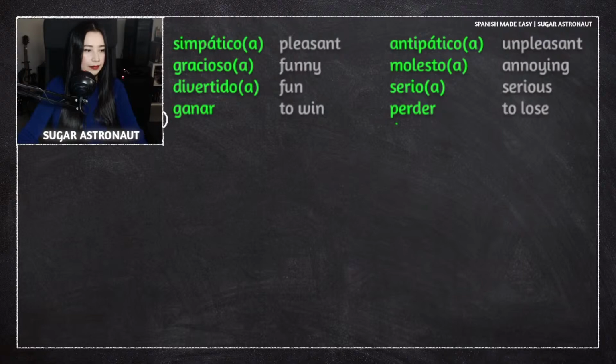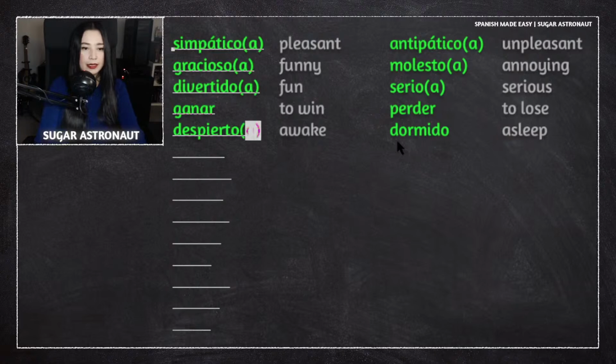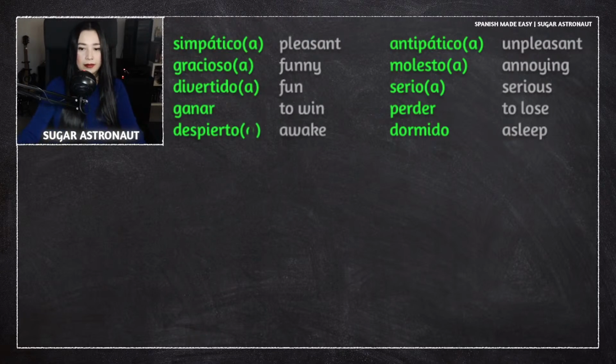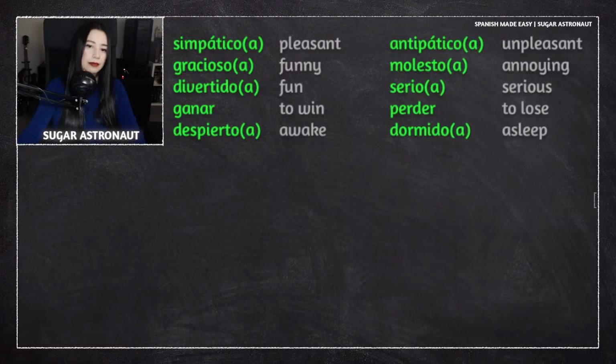The next one, despierto. Despierto means awake. Despierto. Dormido, asleep. Okay, and it can be feminine as well. So despierto, despierta, or dormido, dormida. Okay, dormido, dormida, asleep. Awake, asleep. Despierto, dormido.